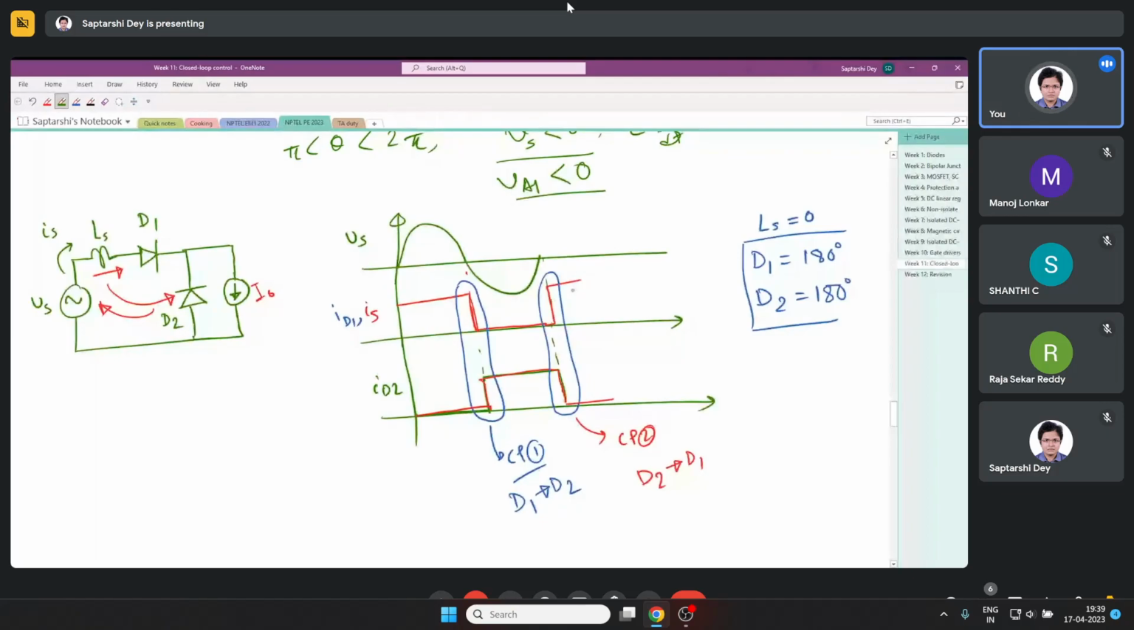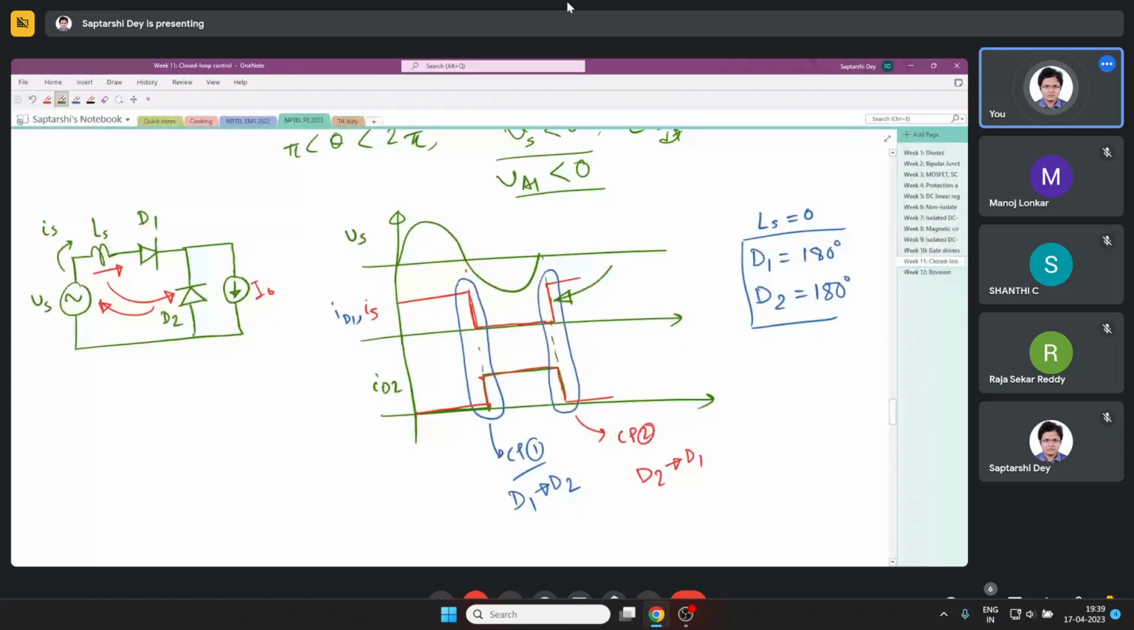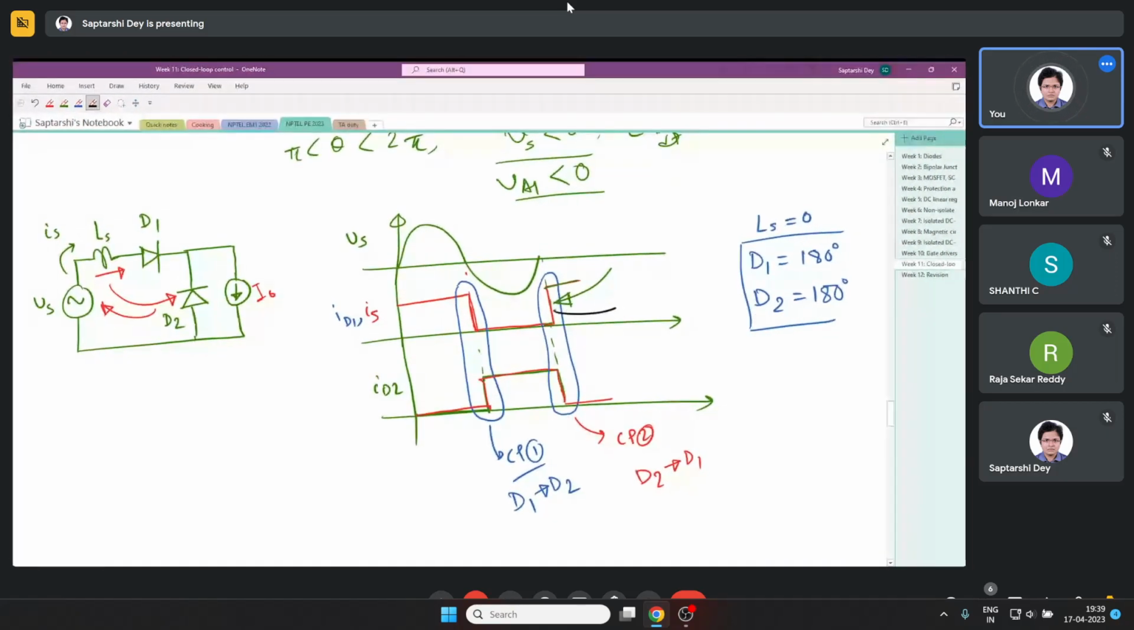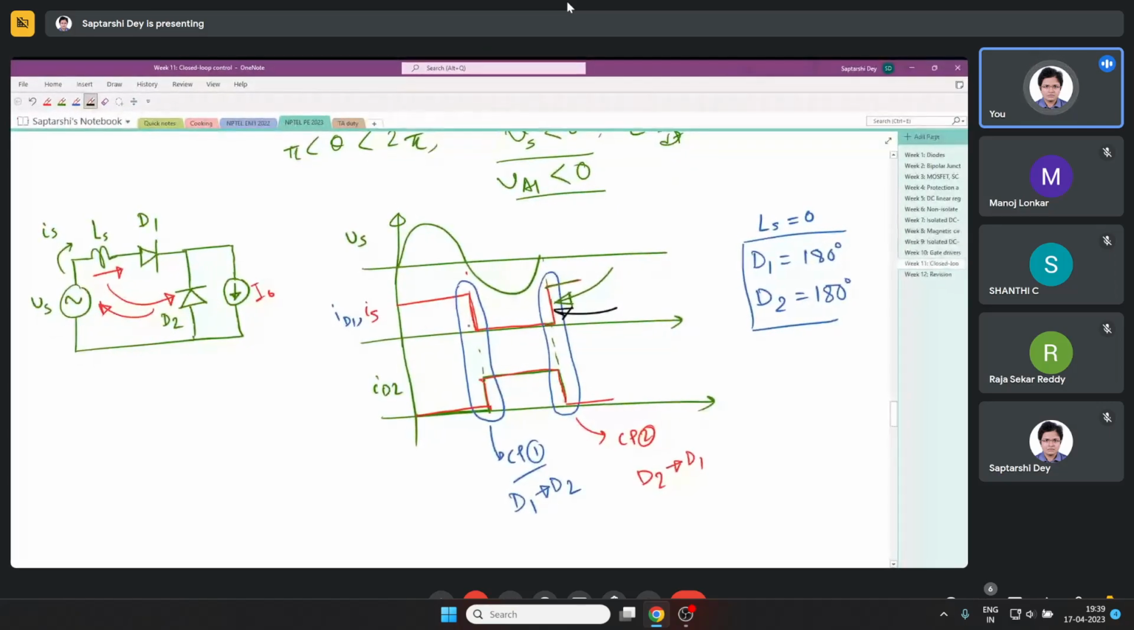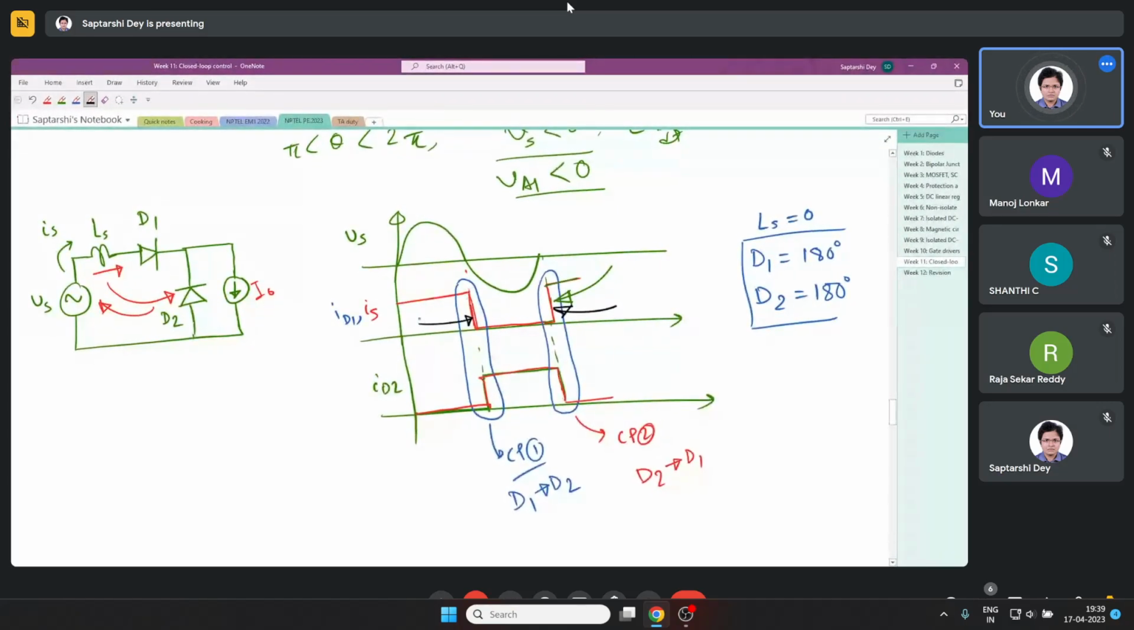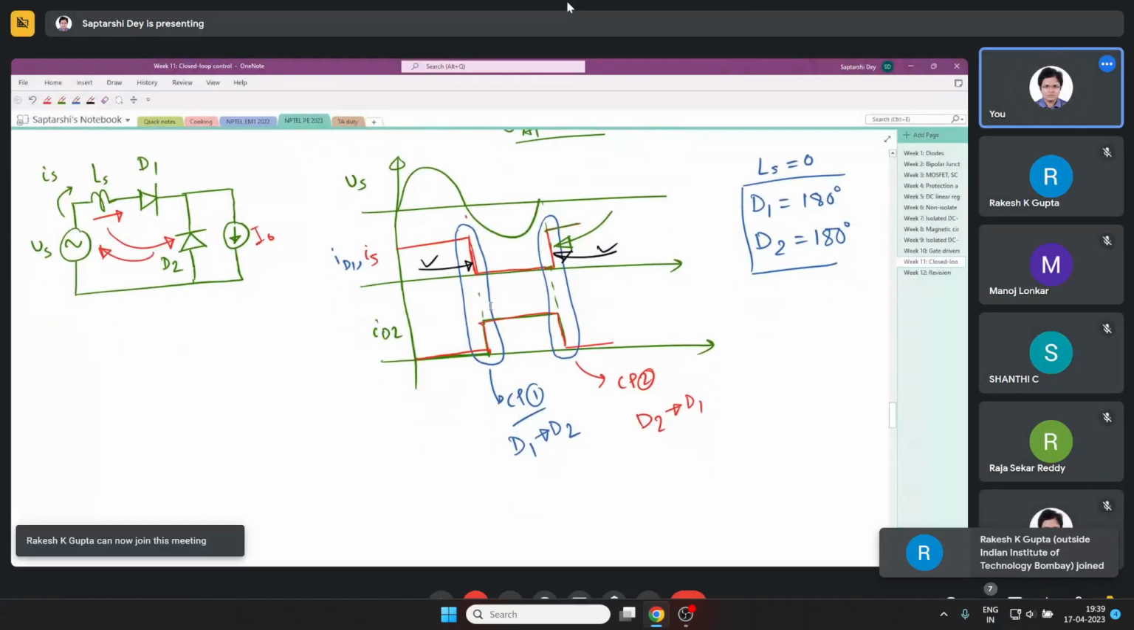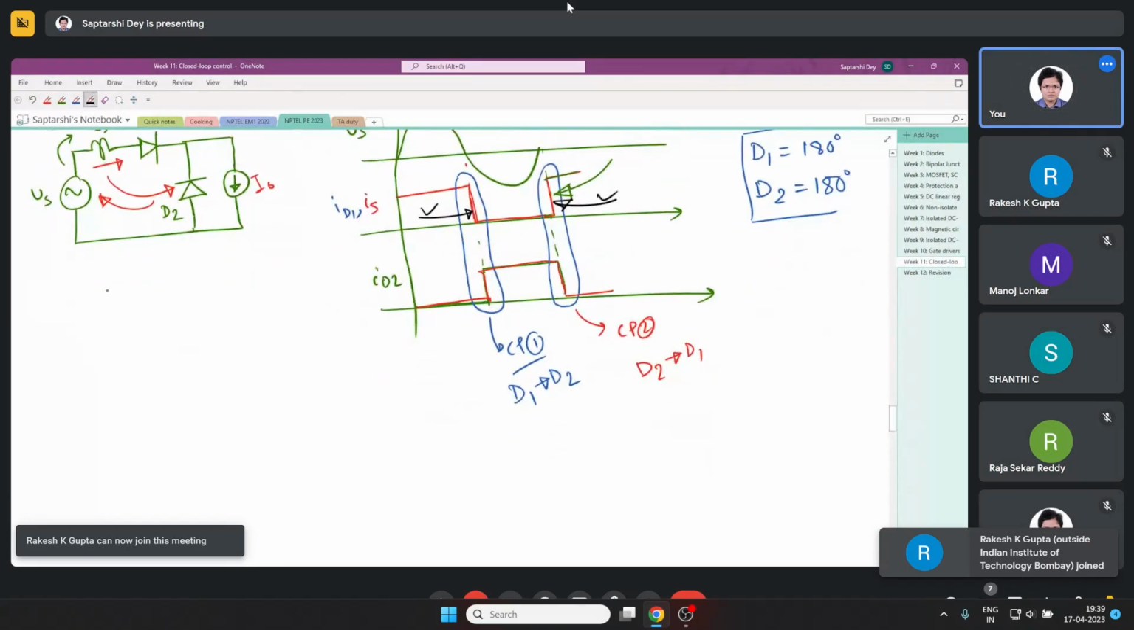The D1 current here cannot suddenly jump to the positive. So the problem that comes with the presence of this inductor is that with these portions here and here, it cannot drop this fast here, it cannot rise this fast here, so it must have a transient.